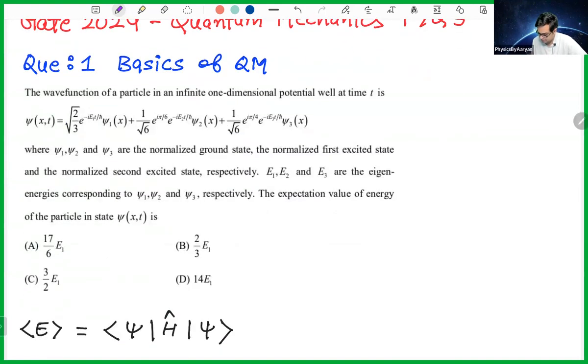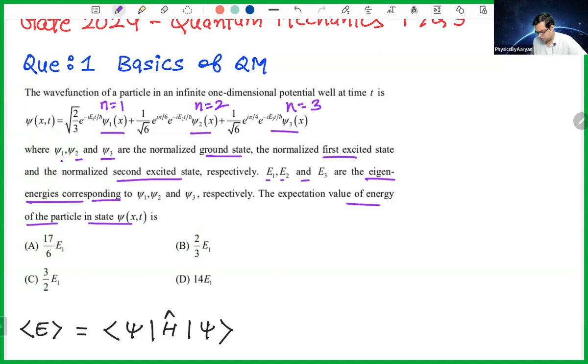Now the next thing is that phi 1, phi 2, phi 3 are the normalized states. This is your ground state, this is your first excited state, and this is your second excited state. So for this n equals 1, for this n equals 2, and for this n equals 3, right? That is given. And E1, E2, E3 are the energy eigenvalues, and phi 1, phi 2, phi 3 are the eigenfunctions. Very simple. What is the expectation value of the energy of this particle? So you need to find the expectation value of the energy.